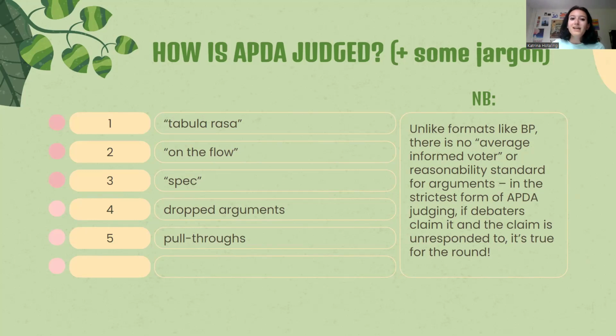Next is the concept of "on the flow," which I think is also sort of weird if you haven't judged a lot of APDA. It's essentially just saying arguments exist on the flow. If they are not responded to, these arguments can be considered dropped and pulled through later in the round, which is why I have dropped arguments and pull throughs here. Basically, you're just judging what's on the flow, not arguments that you're adding or arguments that you previously believe into the round, and just going with the arguments that debaters make on the flow rather than adding any sort of extra burdens to those.